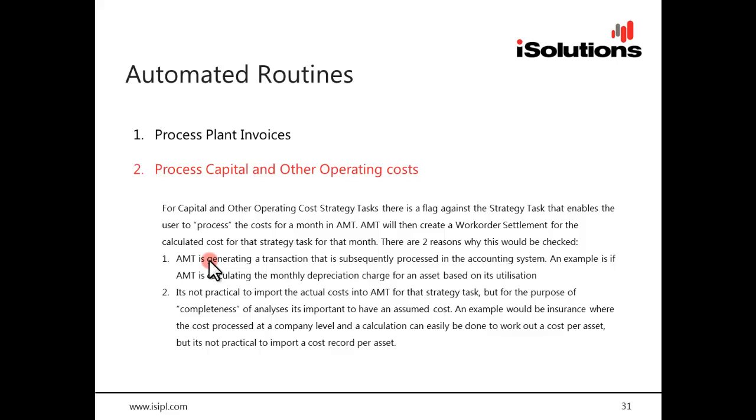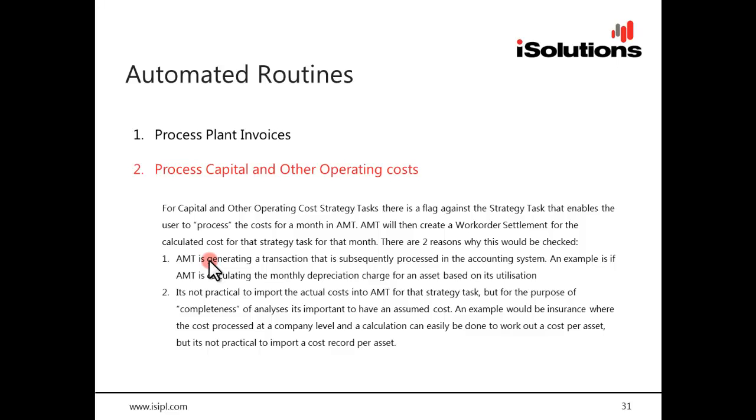The second automated routine is around processing capital and other operating costs. So AMT is designed to bring in work orders as your actual cost records. And generally those work orders are maintenance related. It's doing services, general repairs, major components. But as we saw earlier, you want to bring in all your costs into AMT that match or align to your plant revenue. So you have then the challenge around some of your capital costs, your finance, even depreciation, and some of those other operating costs.